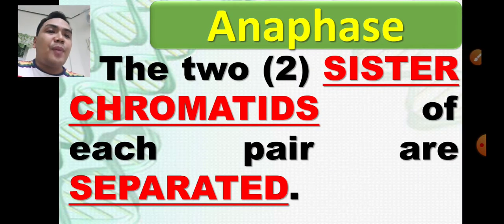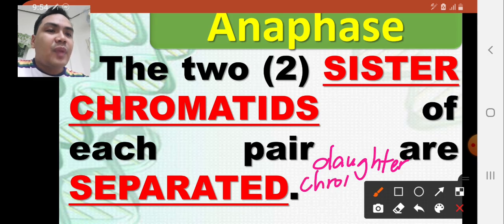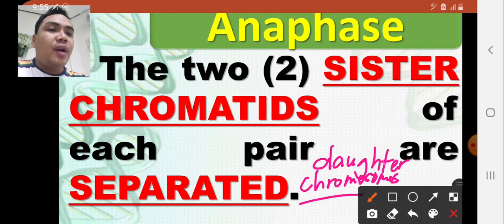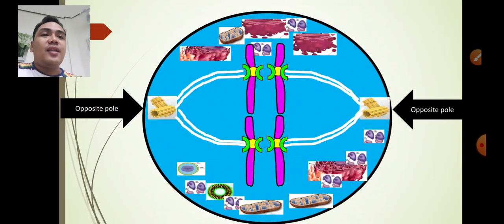The two sister chromatids of each pair are separated, forming daughter chromosomes. Take note of our new vocabulary term. Once the sister chromatids separate from one another, they will be known as daughter chromosomes. So the separation of the sister chromatids will lead to the formation of daughter chromosomes. In this case, we have daughter chromosomes.